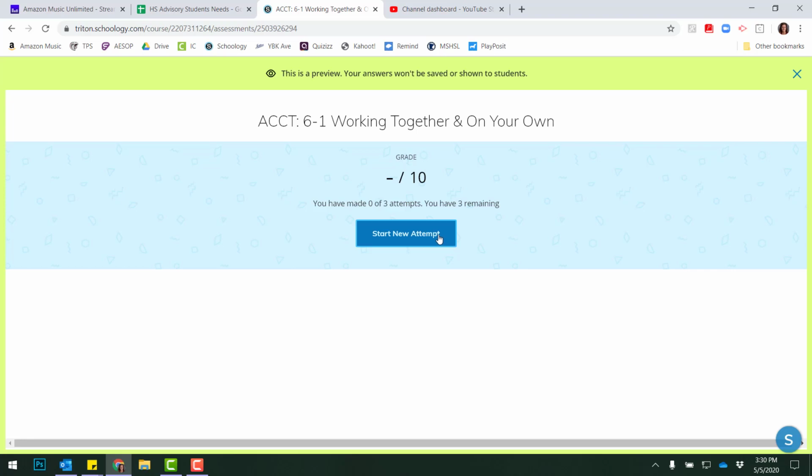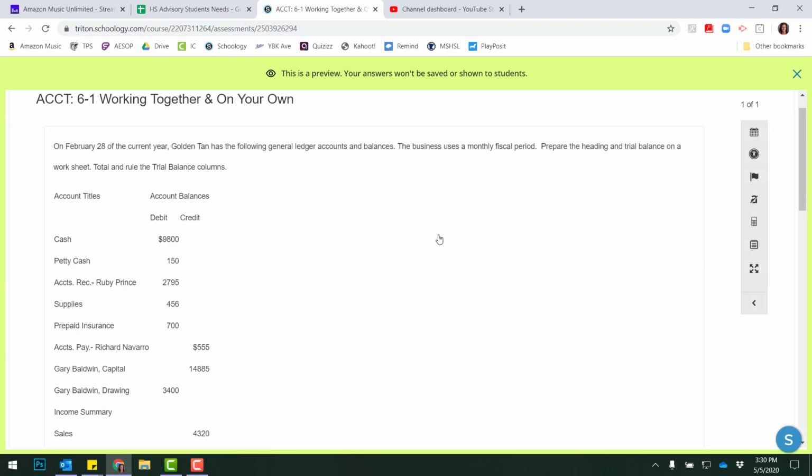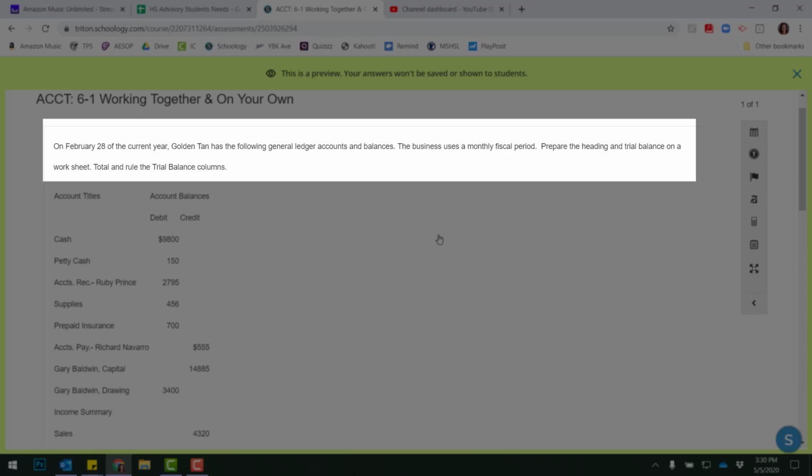So for 6-1, working together and on your own, we have been given the information from the general ledger accounts and balances for Gold and Tan. And we're asked to prepare a heading and a trial balance on the worksheet, and then we're asked to total and rule the trial balance columns.